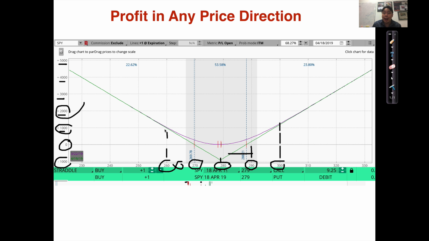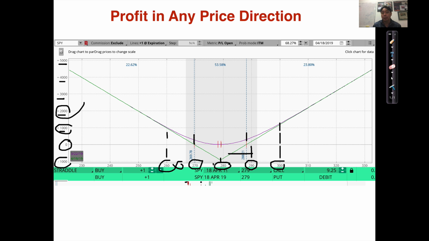Now, of course, there's always a catch. What's the catch? The catch is if the price doesn't move at all and stays there at the center within 270 to 290, what happens? That's right. Your call options and put options will expire worthless and you would lose the premium. But again, you're betting a small premium on a large profit if it moves in either direction. And that's the beauty of options.